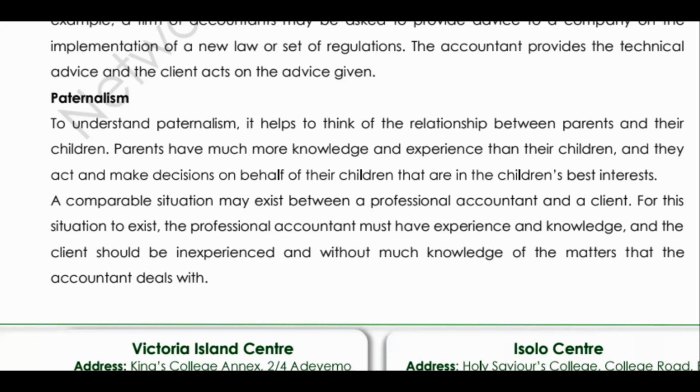In this case, they need the services of a professional accountant. Now, a professional accountant comes on board, not as a staff, but as a consulting company. And you come in there. That type of relationship is paternalism because the client has little or no knowledge. Are we clear on that? The client has little or no knowledge.